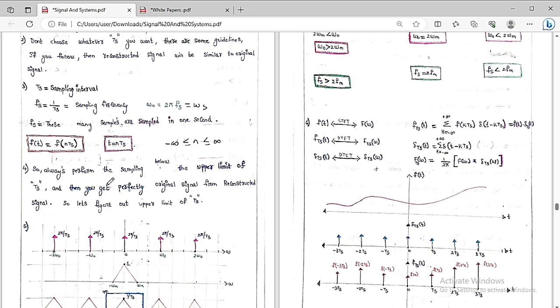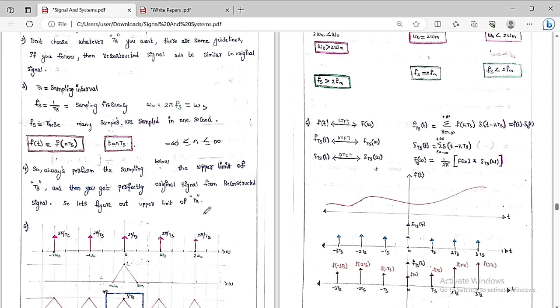Now the next thing is, always perform the sampling below the upper limit of Ts, and then you get back the perfect original signal from the reconstructed signal. So let's figure out the upper limit of Ts.